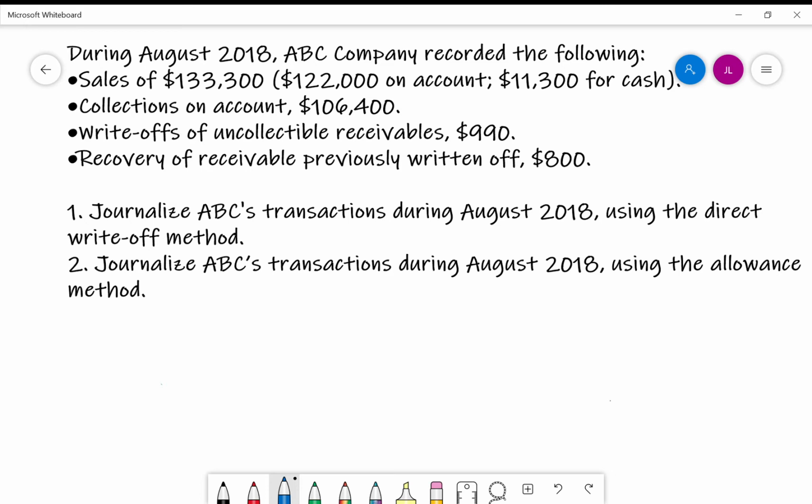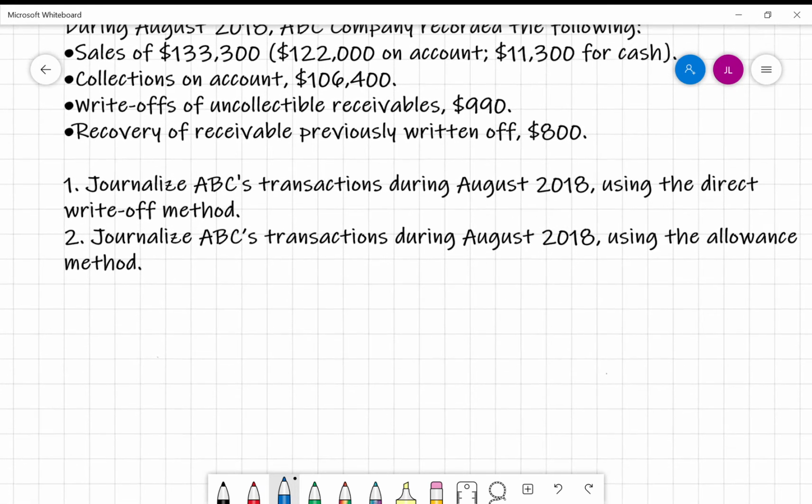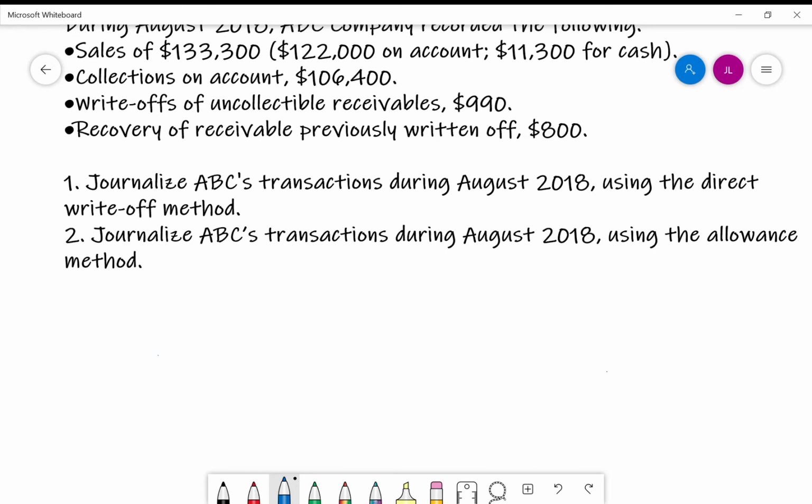One is to journalize these transactions using the direct write-off method, and the other is to journalize the transactions using the allowance method. Remember, in the direct write-off method, we're usually expensing these write-offs directly to our bad debt expense account. So let's look at number one here, where we're journalizing.